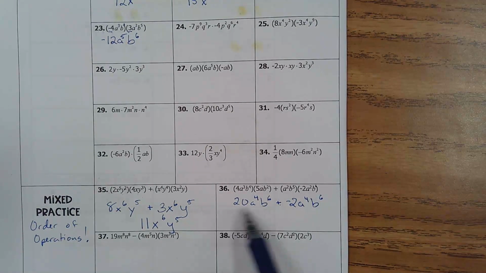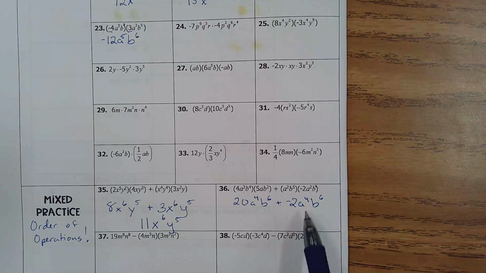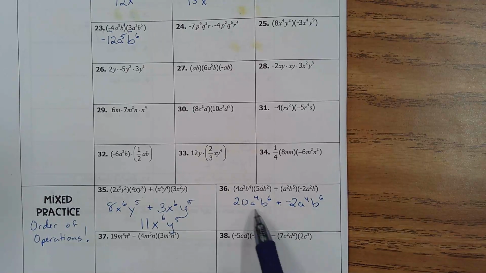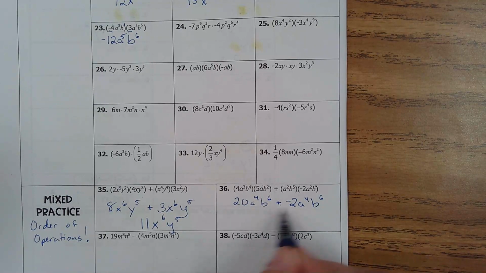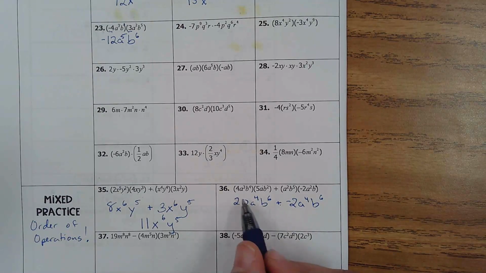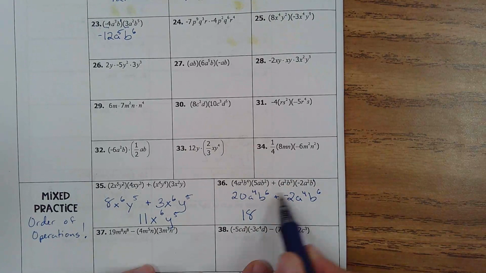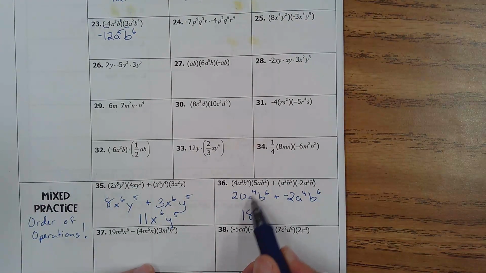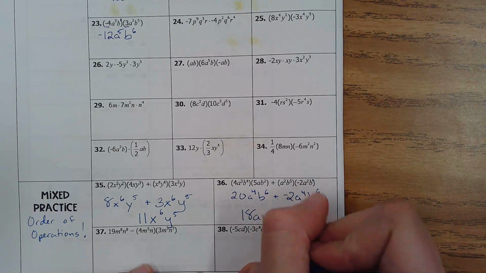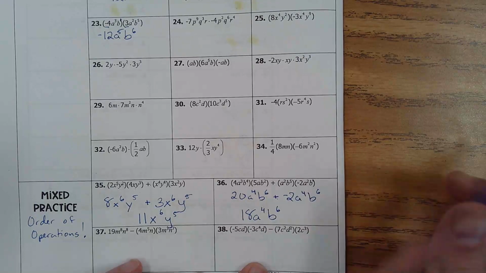So we have 20, a to the 4th, b to the 6th, plus negative 2, a to the 4th, b to the 6th. So now we, again, have created like terms because we have matching variables and exponents. So we can combine these coefficients. So 20 plus negative 2 leaves us with 18. And remember, when we're adding, these variables and exponents stay the same. So a to the 4th, b to the 6th.